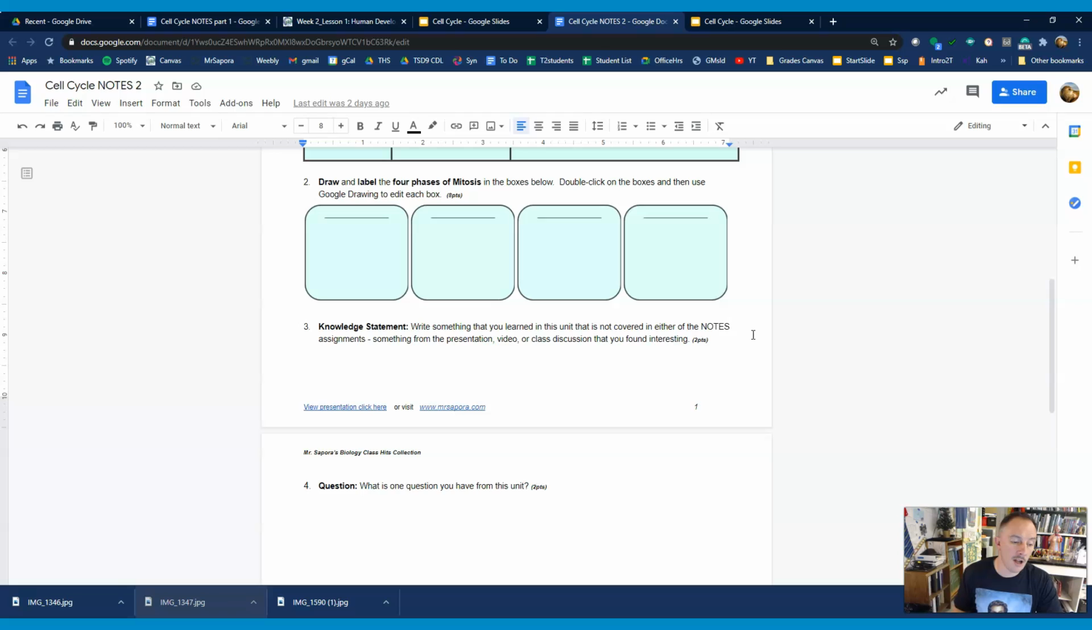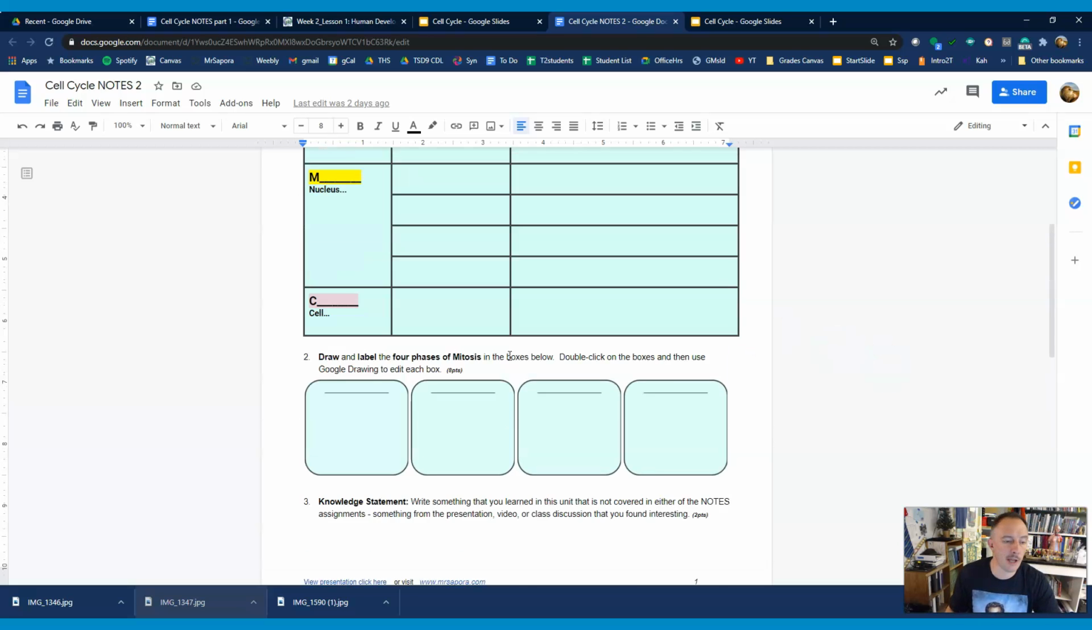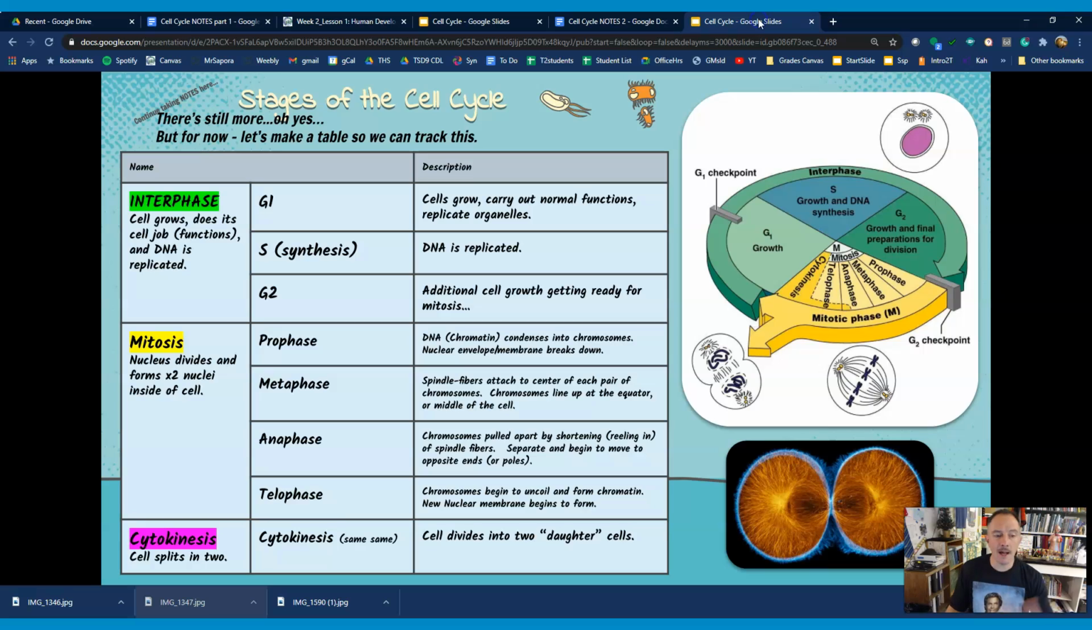Draw and label. Knowledge statement: something you learned that was not covered directly in these notes, questions that you learned from watching this video or the video before. And then a question. What is one question you have from this unit? What is something that this makes you wonder about or question? And that can be anything as long as it's related to the actual content. I'm giving points away here, folks. Low-hanging fruit. Go ahead and take it. It's delish. Okay. That's about that.